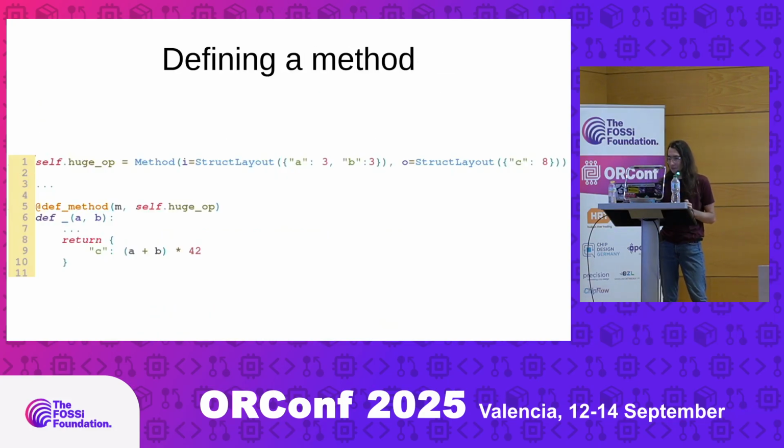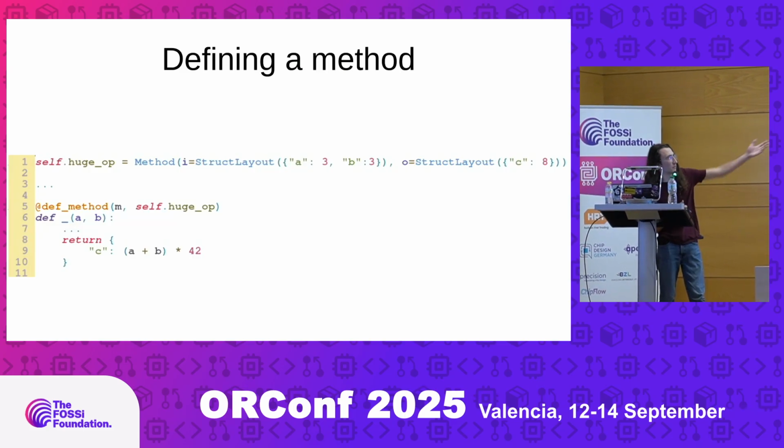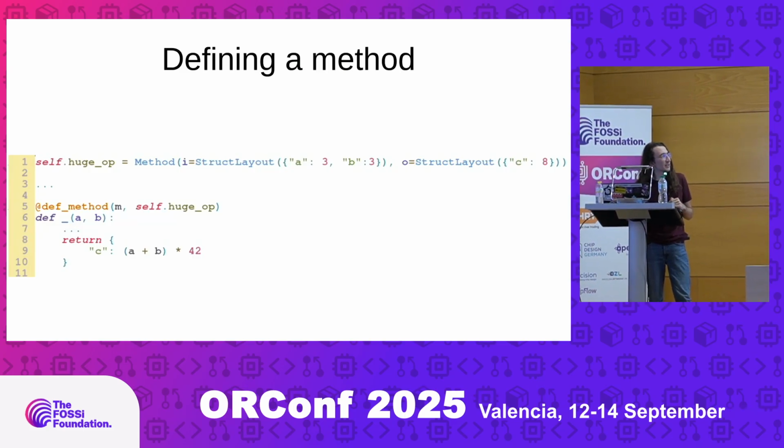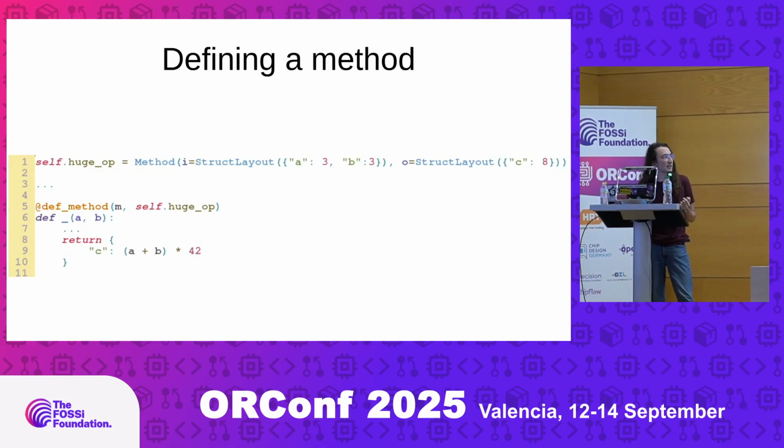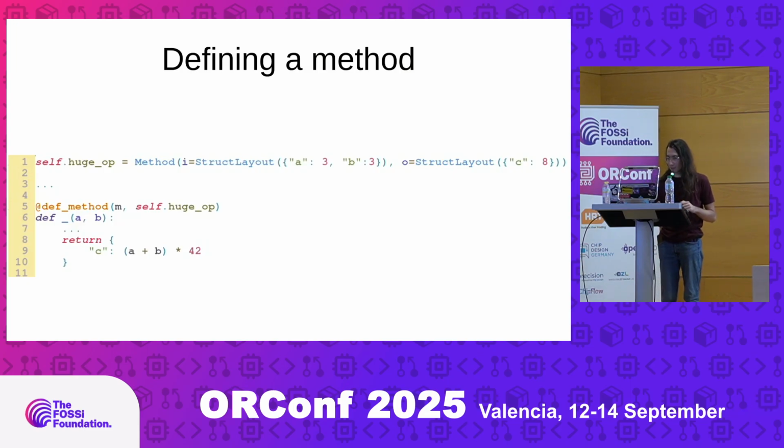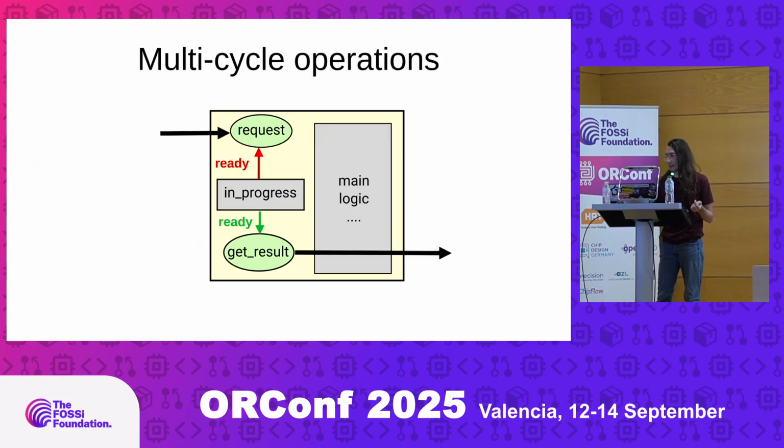Okay, so now let's see how to define a method. We need to provide what signals it expects as an input and as an output. Both of them are optional. And you just define a nice Python method with actual signals as arguments and some return value. But it needs to execute in a single cycle. If you would like multi-cycle operations, then the common pattern is to provide a request method and a get result method, and some logic to derive their ready signals.